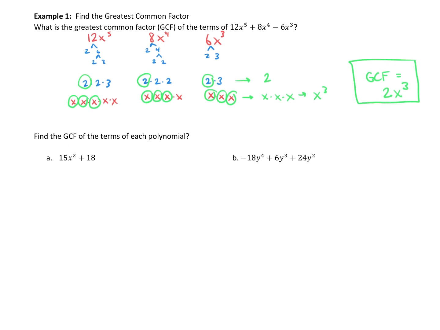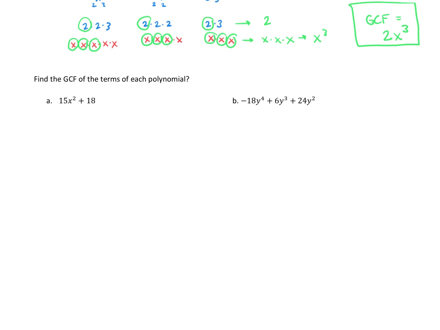All right, so now that we kind of see how that works, this will start to get a little bit faster. First, we identify the greatest common factor of the coefficients. So part A, we have a 15 and an 18. So why don't we do that prime factorization again. 15 is 3 times 5. Those are both prime, so that's a 3 times 5.